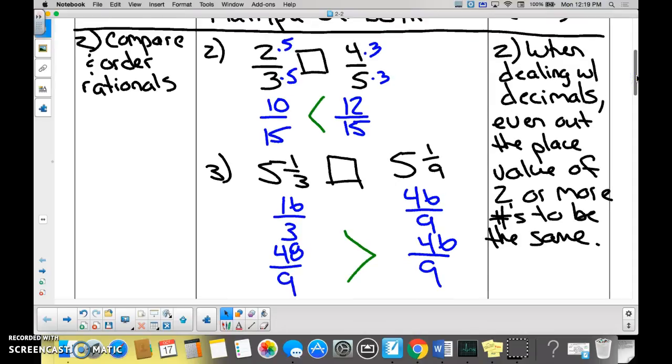Remember, a rational number is any number that ends or repeats. So it terminates or repeats. So any fraction is going to be a rational. When we have 2/3 and 4/5, you must find a common denominator.